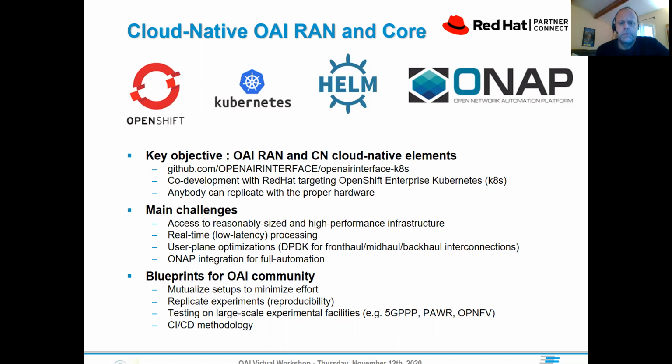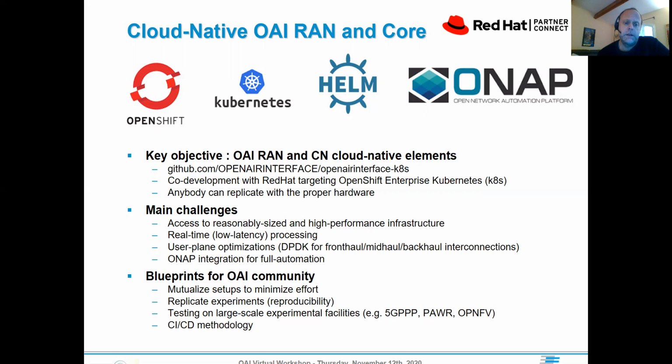As we were doing this work, there were many challenges. The main challenge in terms of the amount of effort needed to put it together was to have access to a reasonably sized and high performance infrastructure where we could actually test OpenAirInterface in its cloud native version. Some of the real issues are related to the real-time or low-latency processing to make the radio access network work in this context. Other areas that were challenging are some of the user plane optimizations, for instance, using tools like DPDK for the front haul, mid haul, back haul interconnections between elements in the cloud. And finally, which I'll talk about a bit later today, is the integration with automation frameworks such as ONAP, to allow for a fully automated version of the deployment of these tools in a cloud environment.